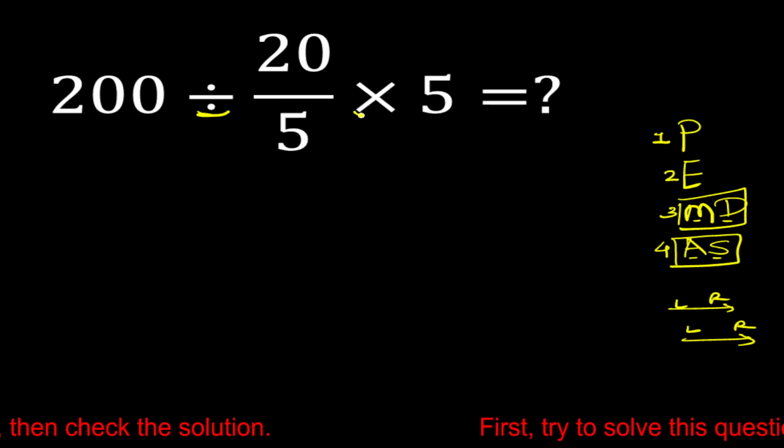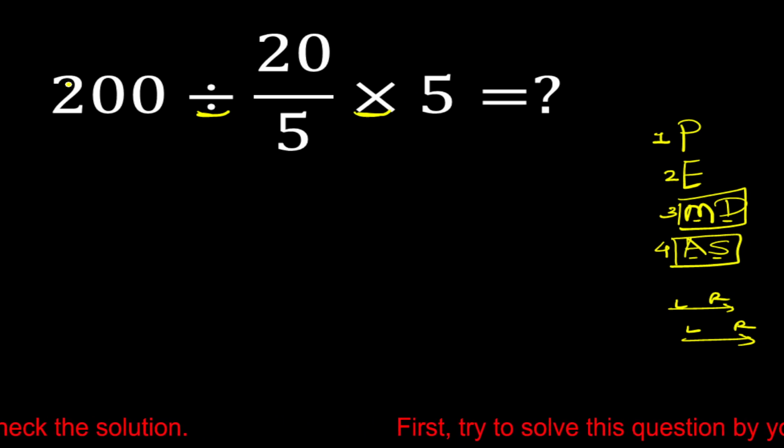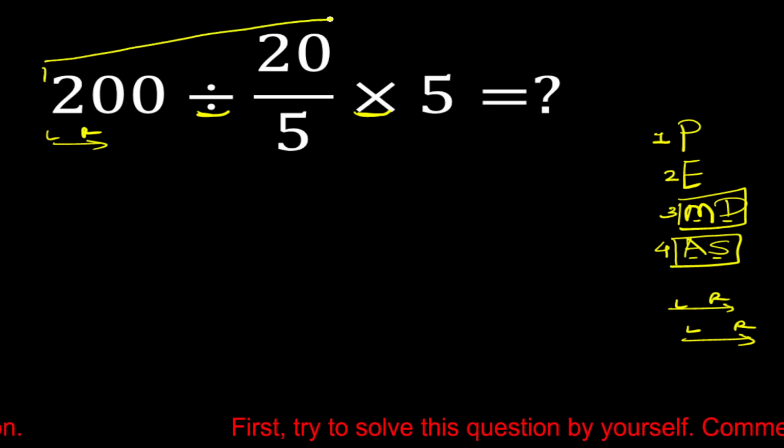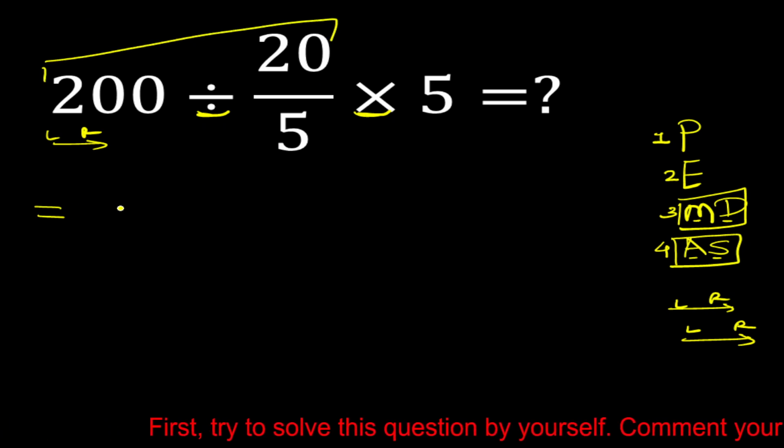Okay, so here is division and here is multiplication. Both have equal priority, so we have to solve it from left to right. So first we have to solve this part. Okay, so is equal to 200.